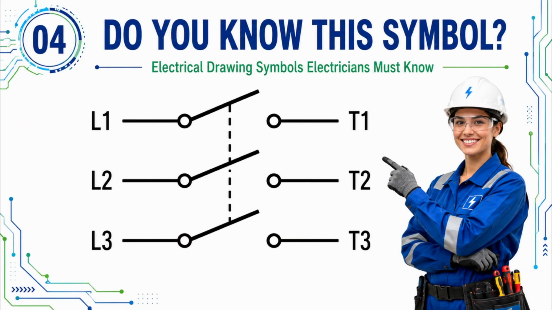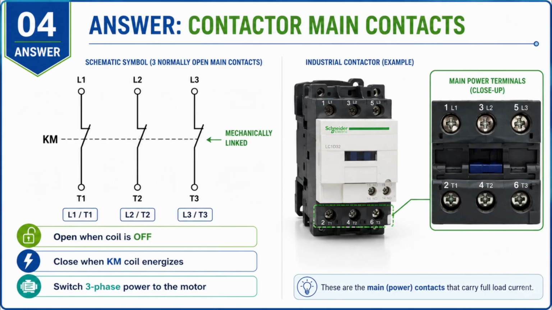You will often see this symbol in the power side of motor control drawings. Can you identify it? Let's check the answer. The answer is contactor main contacts. These are usually 3 normally open power contacts for a 3-phase circuit. When the KM coil is de-energized, the contacts remain open. When the coil energizes, all 3 contacts close together and connect L1, L2, L3 to T1, T2, T3. These main contacts carry the motor load current.